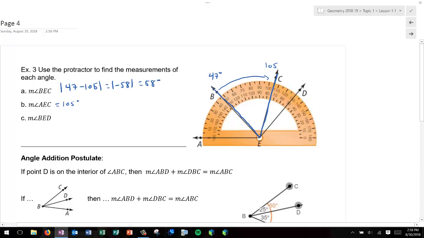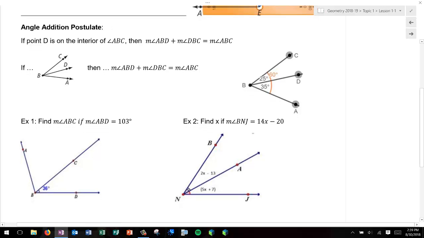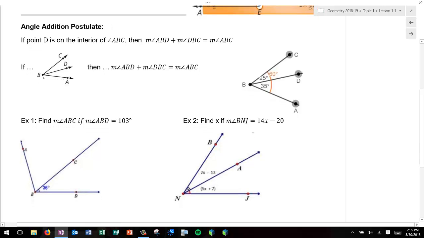Go ahead and try example C, where you're trying to find angle BED. Okay, welcome back in. So I found B starting at 47 degrees, and I'm going all the way up to 130 degrees. If I subtract those, I have the absolute value of negative 83, which gives me an 83 degree difference from BE to D. Just like we had with segment addition, angle addition is the same exact thing. If I have an angle ABC, and there's a ray BD in between it, then the pieces of it, ABD, this piece, and this piece here, together create the whole thing. It's a little bit harder to see, but it's the same exact principle.